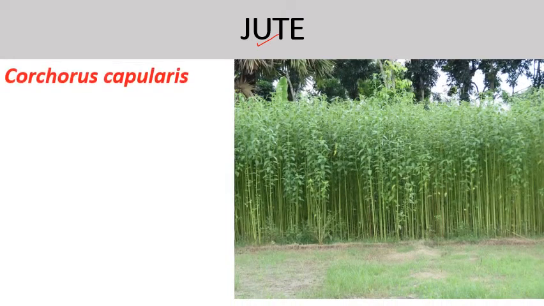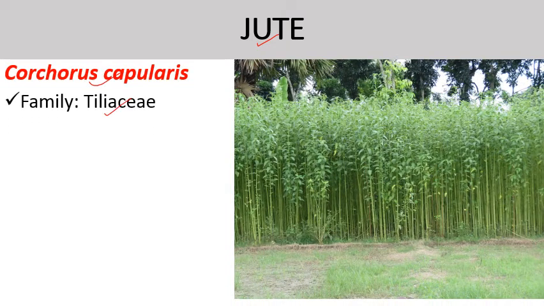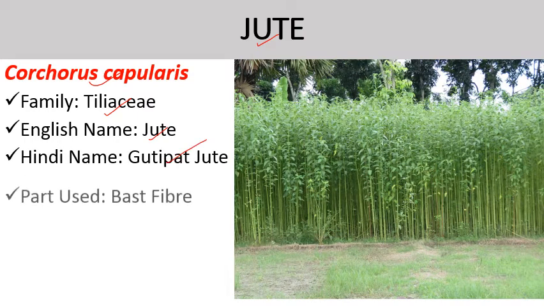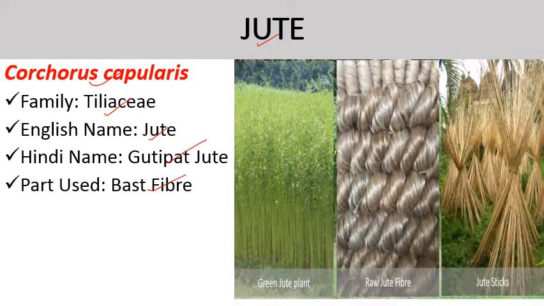Next fiber is of jute. It is obtained from the plant Corchorus capsularis, family is Tiliaceae, English name is jute, Hindi name is Guttipat jute, part used bast fiber, and this is the fiber that is obtained from this plant, that is Corchorus capsularis.